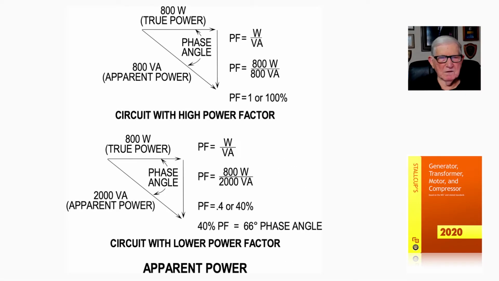Now let's look at this figure 14-16, and it deals with the apparent power and how you obtain the power factor based upon this. Now, in the illustration at the very top, we have 800 watt true power, and we have 800 VA apparent power. Do your math to find the power factor, it's 100%.